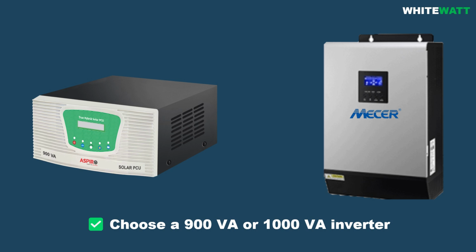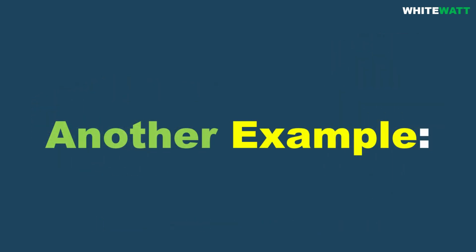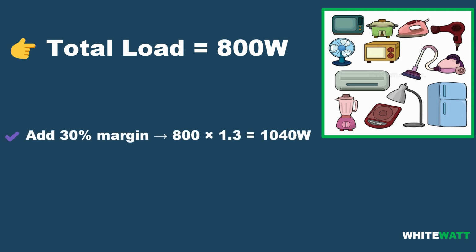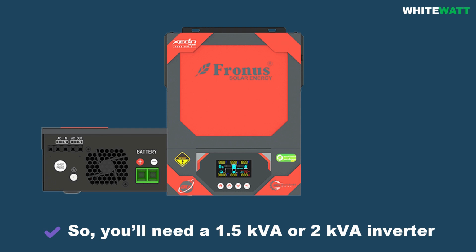Another example. Let's say your total load is a bit more. Total load 800 watt. Add 30% margin. 800 multiplied by 1.3, so the answer becomes 1040 watt. So 1040 watt divided by 0.7. The answer becomes 1485 VA. So you will need a 1.5 kVA or 2 kVA inverter.